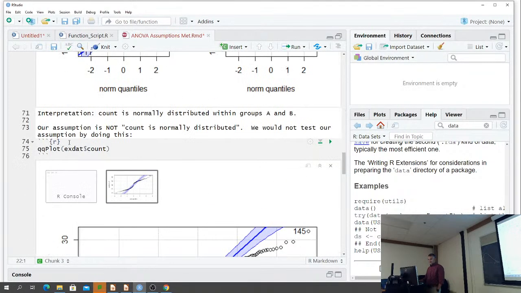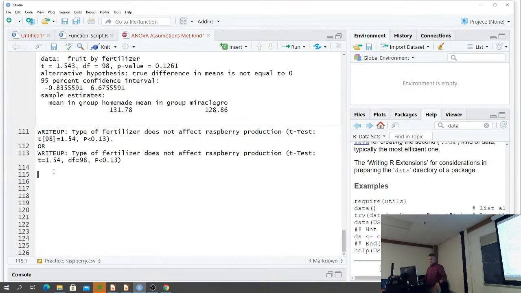All right, so we finished up our t-test. Let's go through ANOVA. Analysis of variance. All right, so this is also ANOVA. It tests if the means of multiple groups are equal. All right, that's what we're testing.